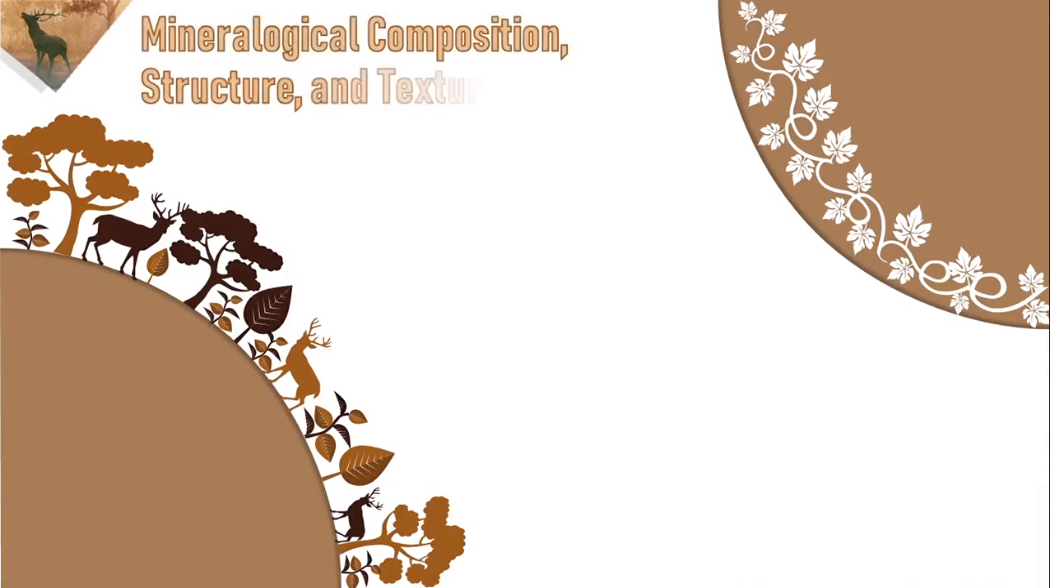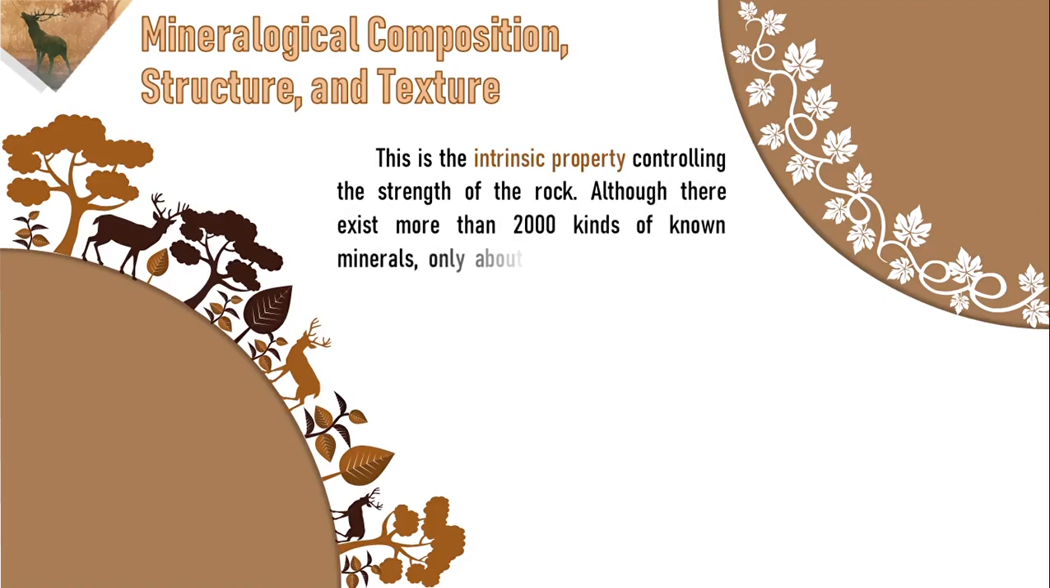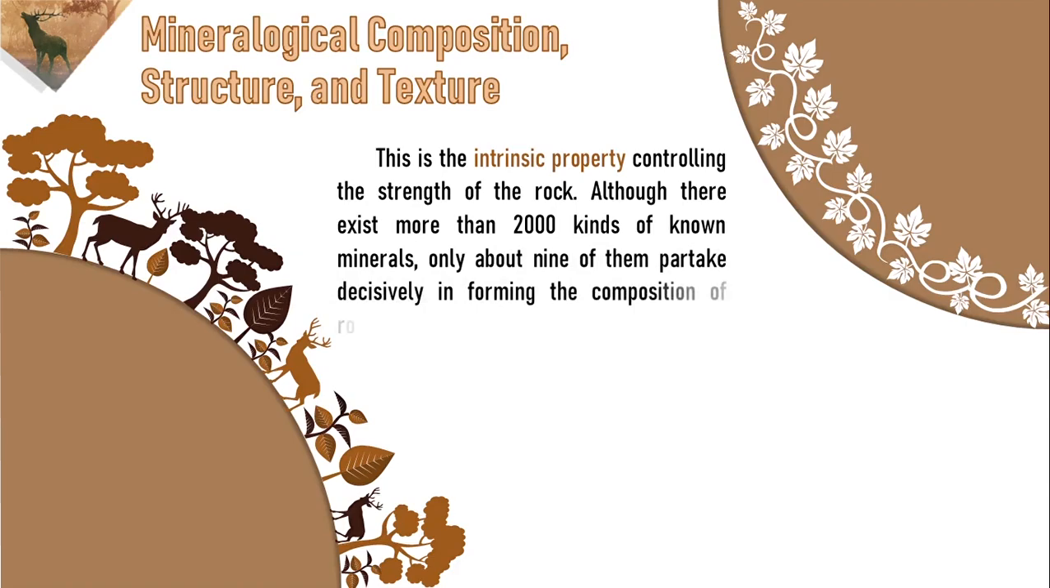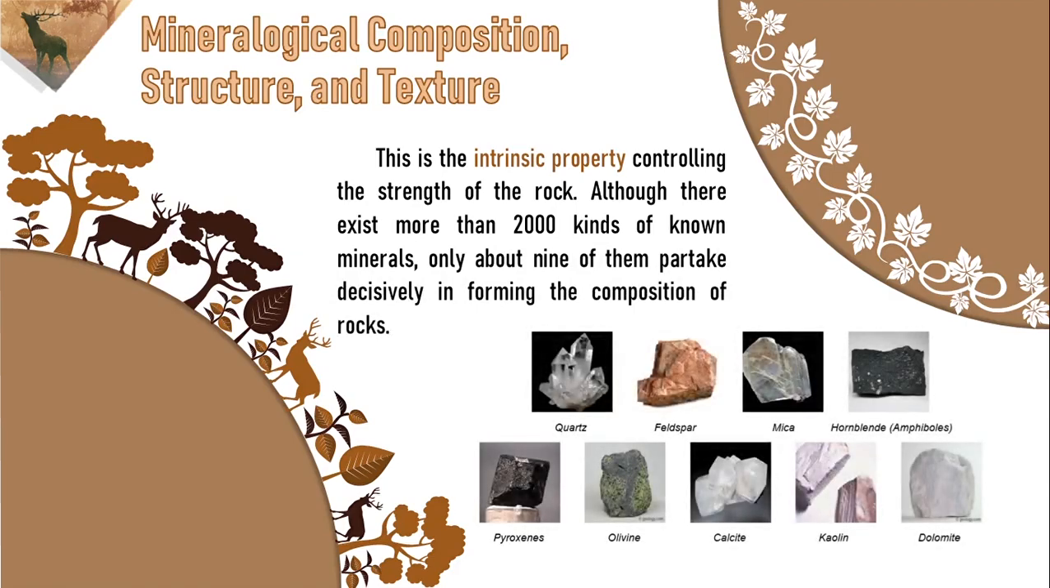Mineralogical composition, structure, and texture. This is the intrinsic property controlling the strength of the rock. Although there exist more than 2,000 kinds of known minerals, only about 9 of them partake decisively in forming the composition of rocks. This includes quartz, feldspar, mica, hornblende, pyroxenes, olivine, calcite, kaolin, and dolomite.